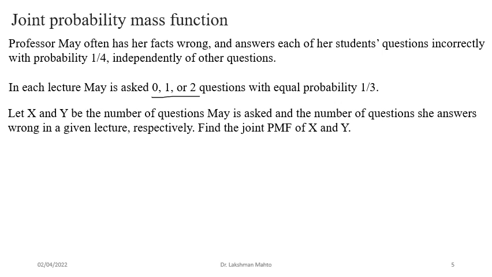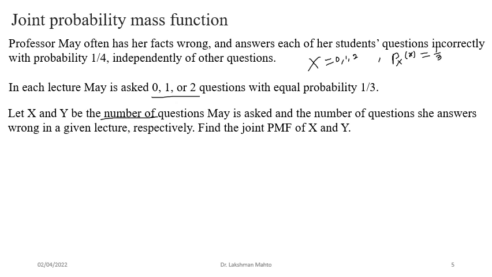Then further, we denote by random variable X the number of questions Professor May asks. That means X takes value either 0, 1, or 2. Then what is the probability distribution of X? It is a uniform distribution: 1/3 for x equal to 0, 1, 2. For other values, it is simply 0.